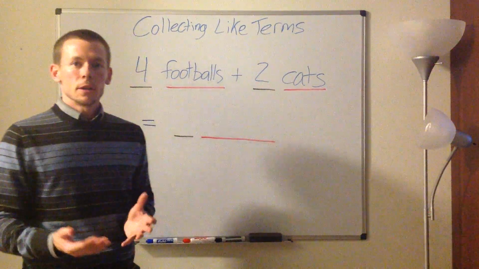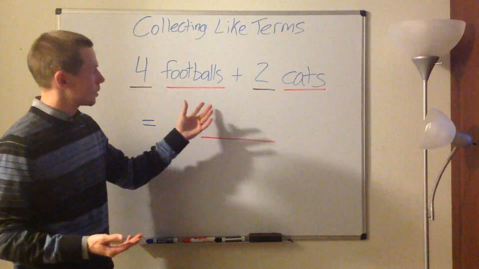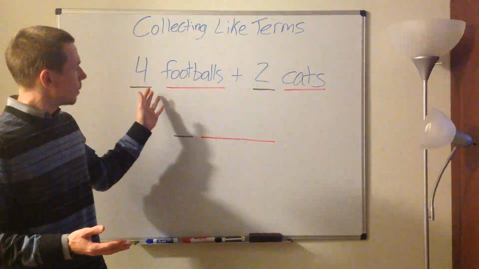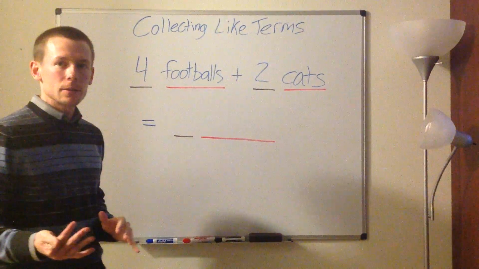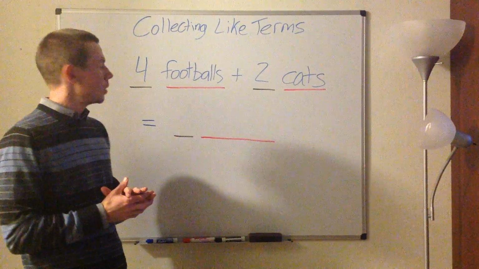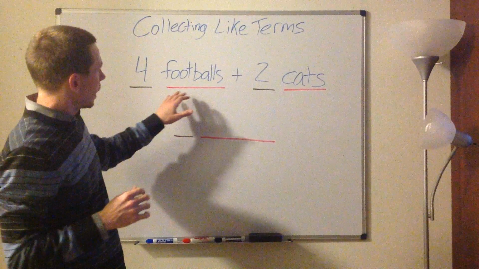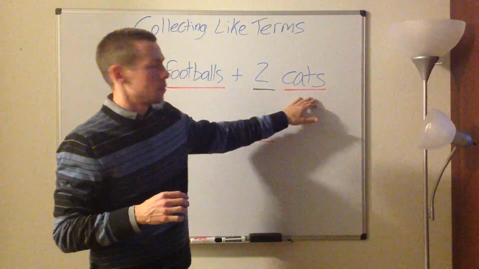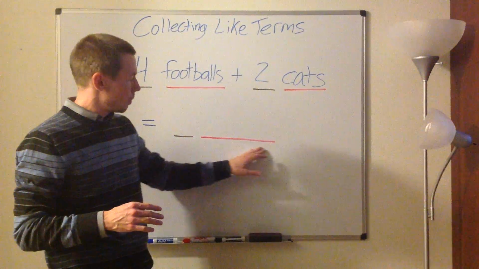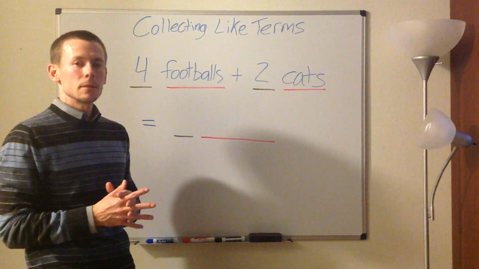This short lesson is going to examine collecting like terms. For this, I want you to take a look at this equation that looks kind of simple, but I want you to tell me, what's 4 footballs plus 2 cats? While you're thinking about that, notice that I have the actual numbers underlined in black, and then I have the items underlined in red. So I want you to think about what would go above the black and what would go above the red. Keep thinking about it for a few more seconds.